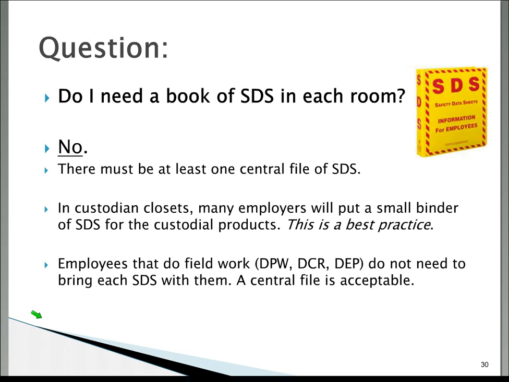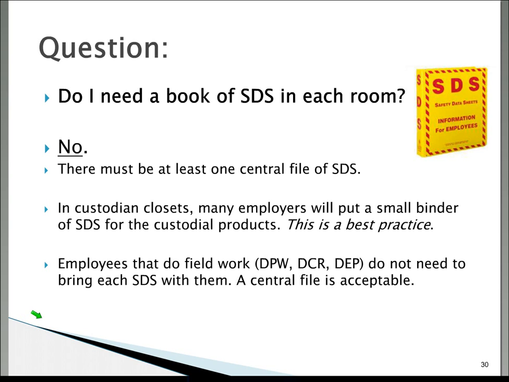So the regulation only requires one central file of safety data sheets. I do not need a binder in every single room. Now, however, some employers might decide to do so. That's a best practice. For instance, you might have some custodial closets, and you have 4 products that the custodians use.